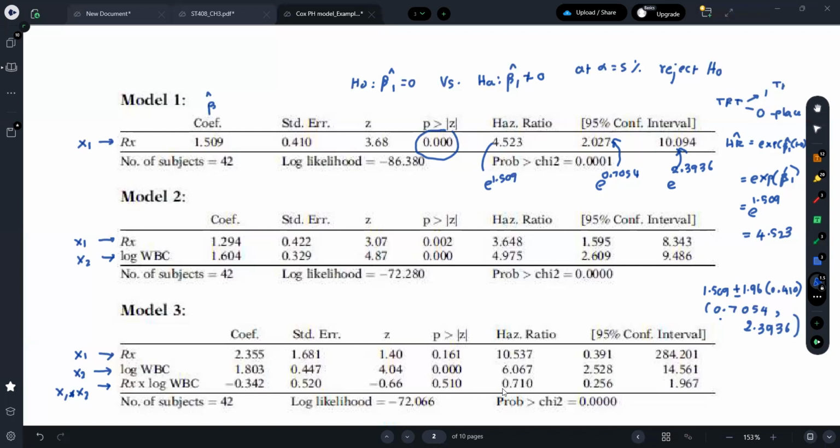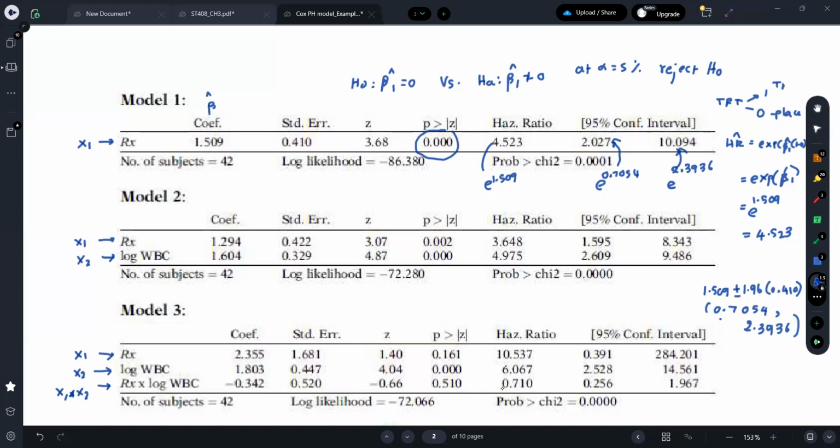If not, you can find them, because you know the calculation. So when you look at an output for a given model, this is the simplest one, model 1, with only one covariate. You get the coefficient and its standard error. You can check the p-value and the test statistic. From that, you can check whether the coefficient is significant or not. In model 1, that coefficient is significant. Then you can find the hazard ratio, e to the power coefficient.